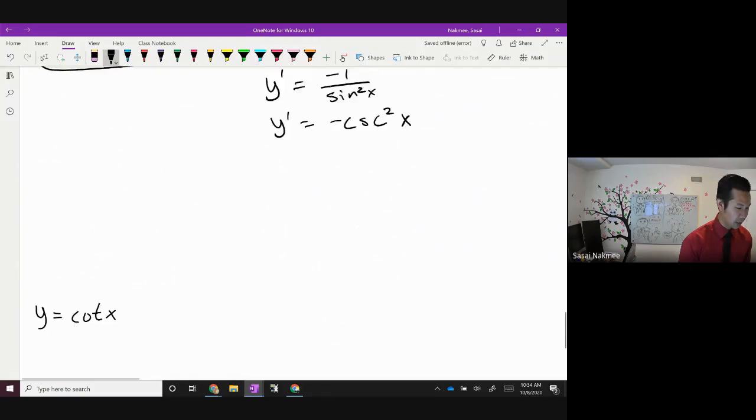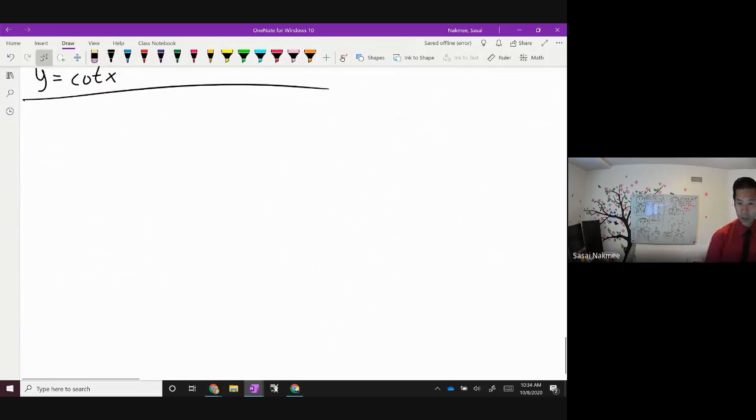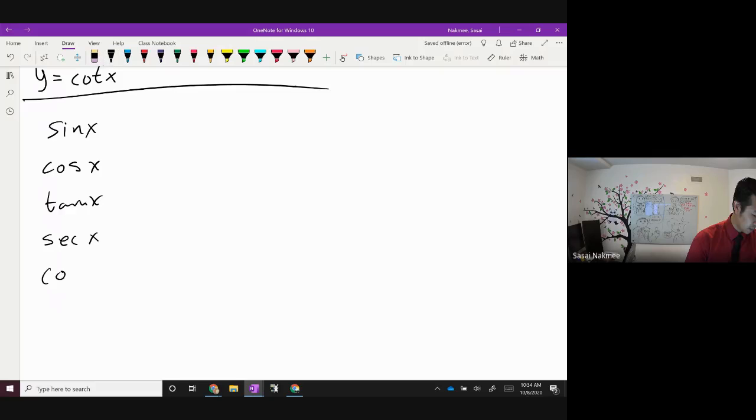Why do I have cotangent written down here? So here's what I want you to do. Get these down on a flashcard somewhere, along with their derivatives. You write down the 6 main trig functions: sine x, cosine x, tangent x, and then the other ones: secant x, cosecant x, and cotangent x. What I want from here is, if I were to take the derivative of all these, you tell me what the derivatives are, and you need to know these by heart.